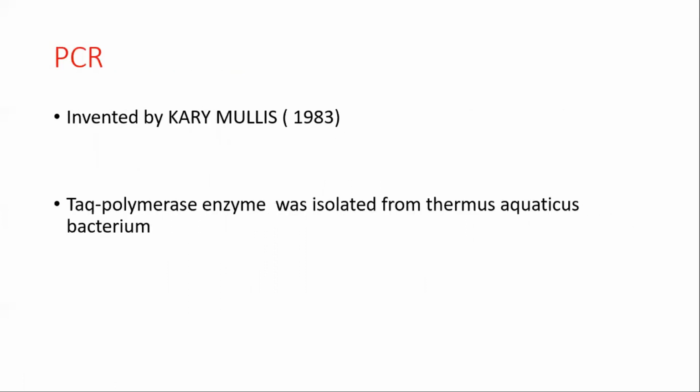Now, the last important concept, PCR, again scientists, so Kary Mullis 1983, and main specialty is Taq polymerase enzyme was isolated from Thermus aquaticus bacterium. So this enzyme is again a type of DNA polymerase enzyme, it was used in PCR, polymerase chain reaction. What is the purpose of doing polymerase chain reaction? You are going to get multiple copies of the fragment of a particular DNA.